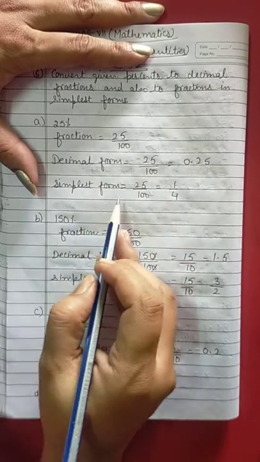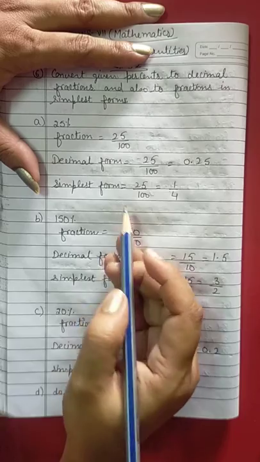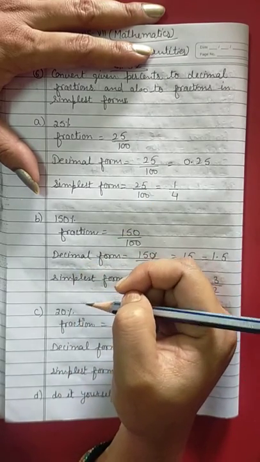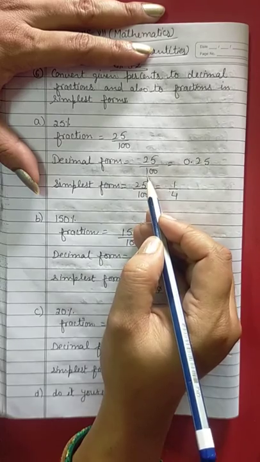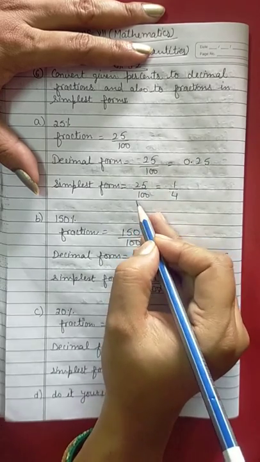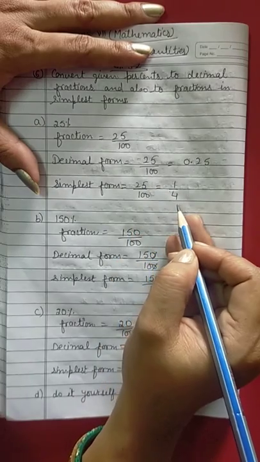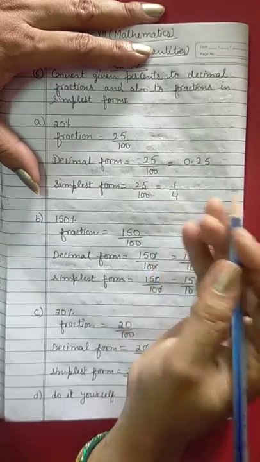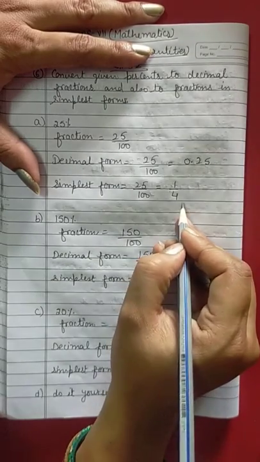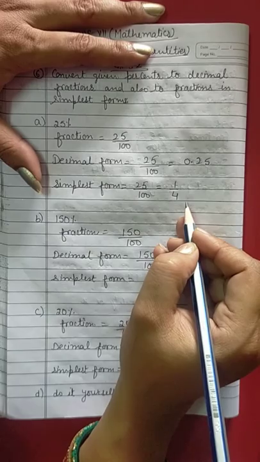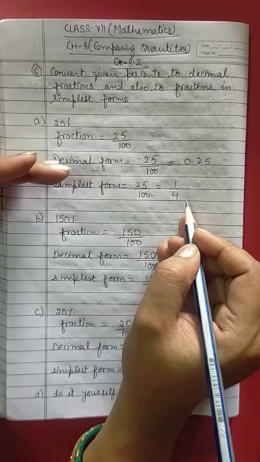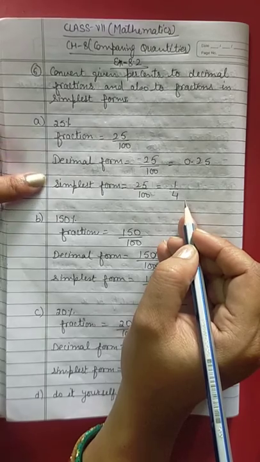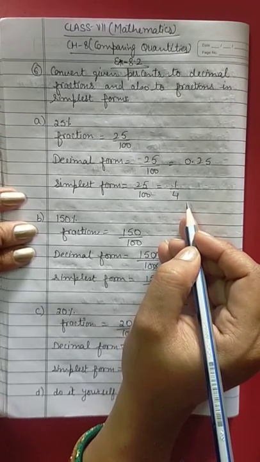The next is simplest form. Simplest form means we will divide as much as we can. So we write 25 by 100, then we cancel it, and it becomes 1 by 4. Now you can see we can't solve it further, so this is the simplest form. In this way you can write the fraction, then the decimal, then the simplest form. These are the 3 forms. Fine.